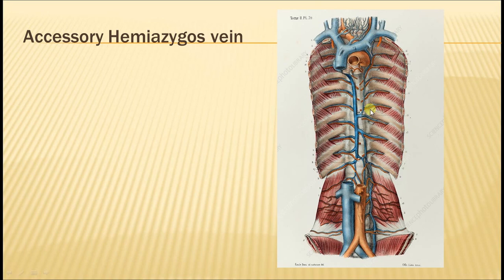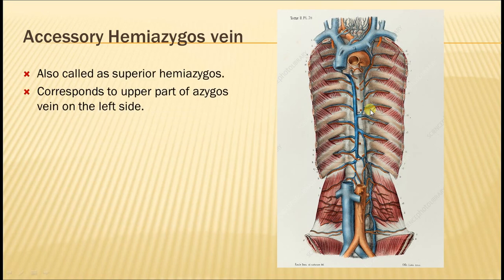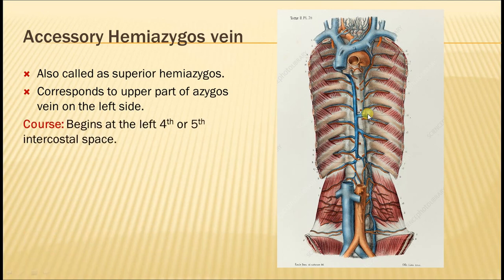It can be considered as the superior hemiazygos, whereas the hemiazygos is actually considered as the inferior hemiazygos. It is a mirror image of the upper half of the azygos vein, while hemiazygos is the mirror image of the lower part of the azygos. This accessory hemiazygos is considered as the mirror image of the upper half of the azygos vein. So it begins at the medial side of the intercostal spaces posteriorly at the level of the 4th or 5th.